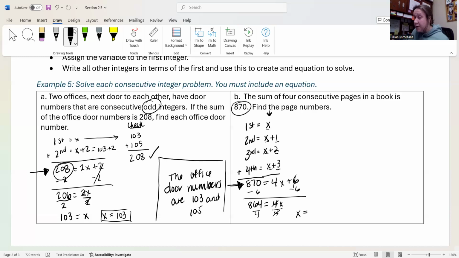Now, when you solve these problems, make sure your answers really are integers, okay? So if I were to get a decimal right here, I would know I made some mistake somewhere, so you automatically just scrap it and go back to the drawing board and try again. But 216 is an integer, so let's go and check it.